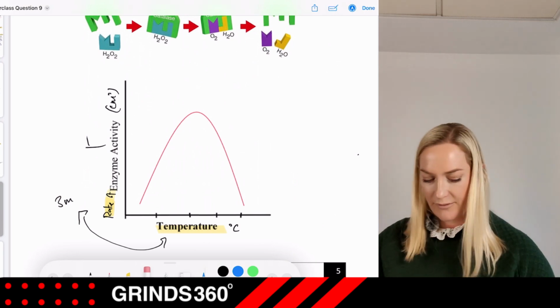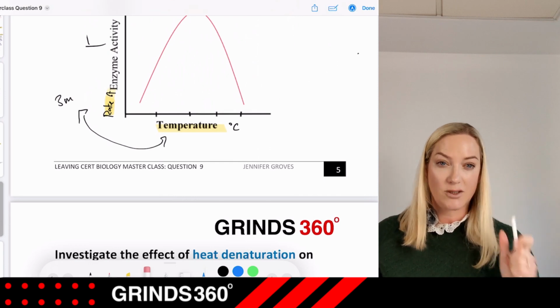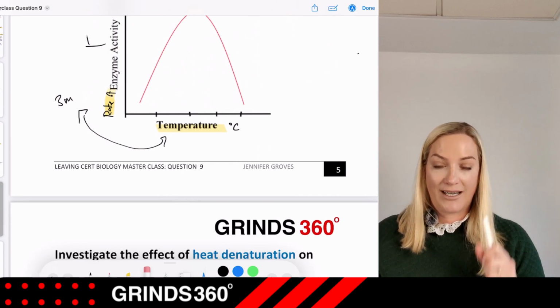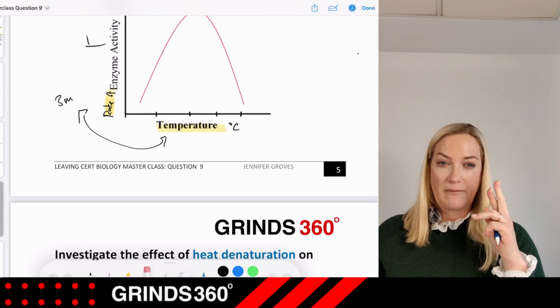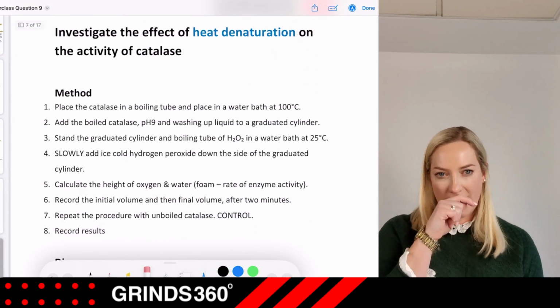Oh my God, I just can't believe the time. Right, okay. I'm really focusing on enzymes here, guys. My gut is quite good, and my gut tells me enzymes is the one in question 9 this year, or a mixture.